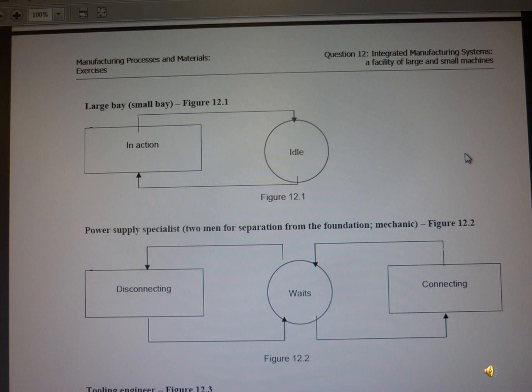The large bay and the small bay, in this case, are the idle and the actions of this diagram, and also the power supply specialist, 2 men for the separation from the foundation, machinist, so also disconnecting, waiting, and connecting, so you can see 2 action diagrams.